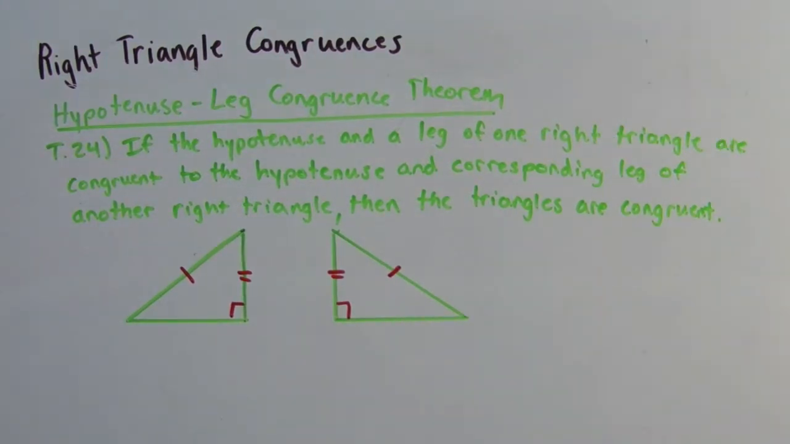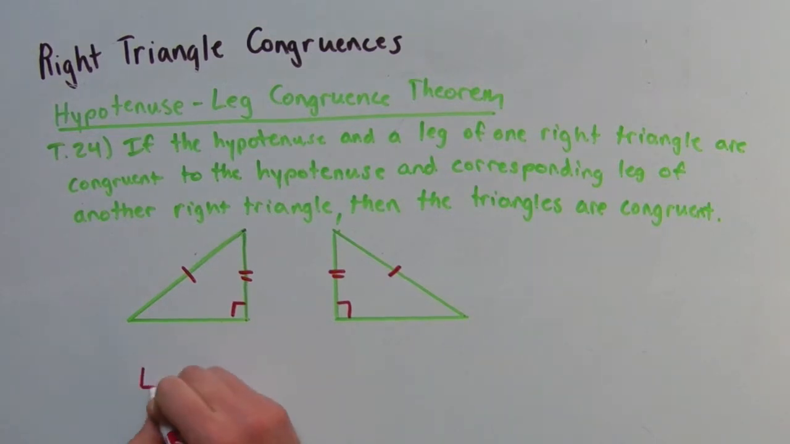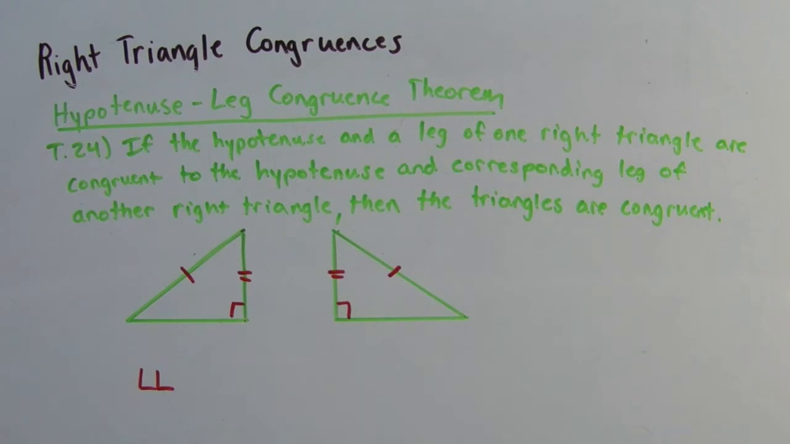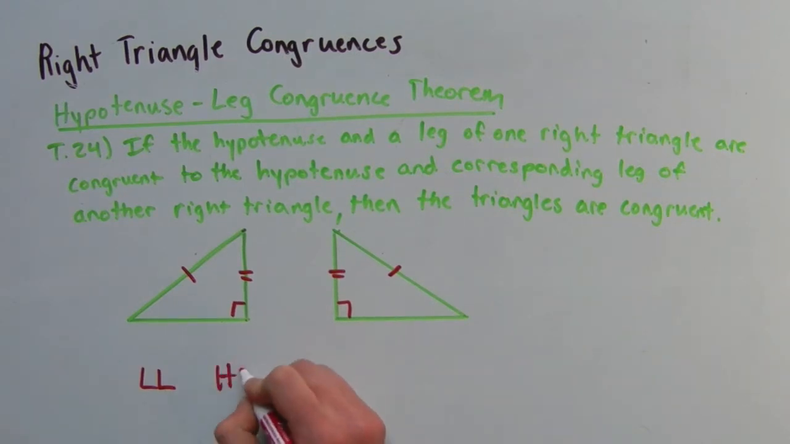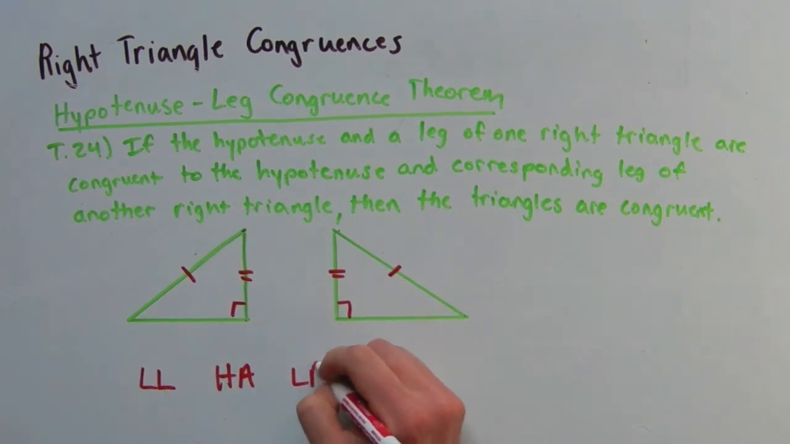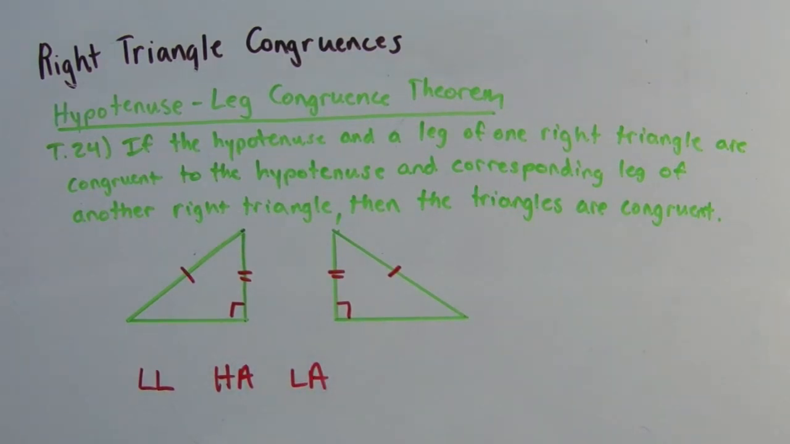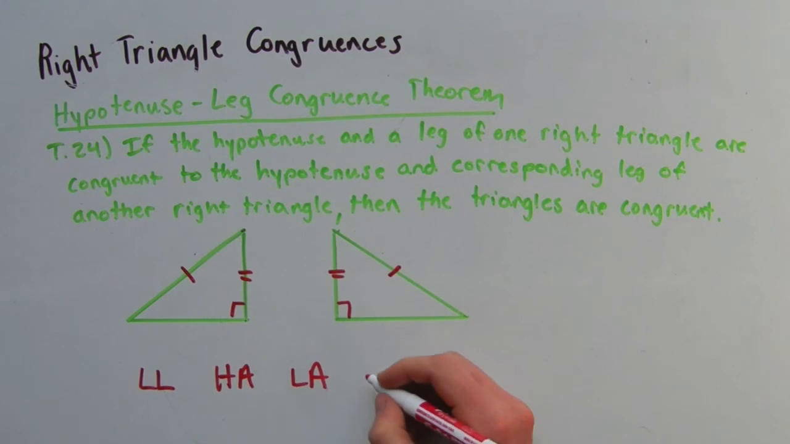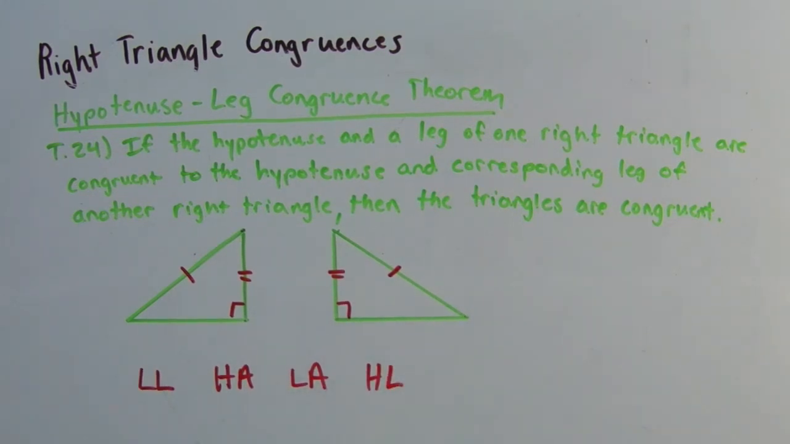And that was four different right triangle congruences. We have the leg-leg congruence theorem, the hypotenuse-angle congruence theorem, the leg-angle congruence theorem, and the hypotenuse-leg congruence theorem.